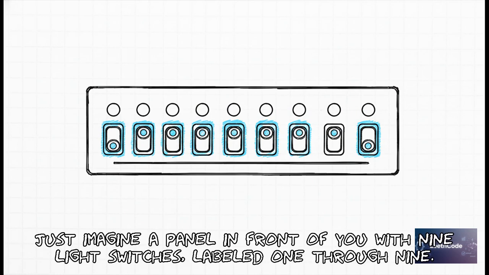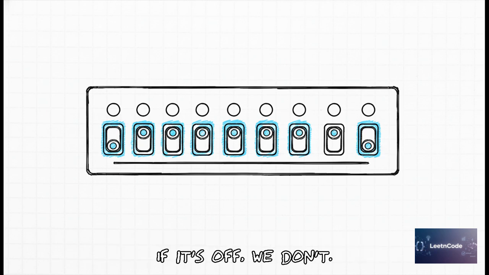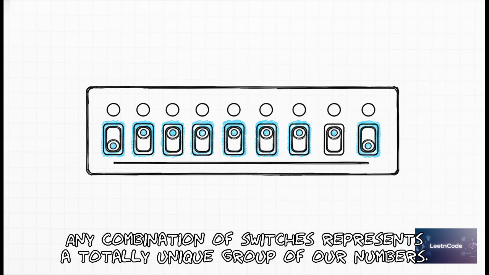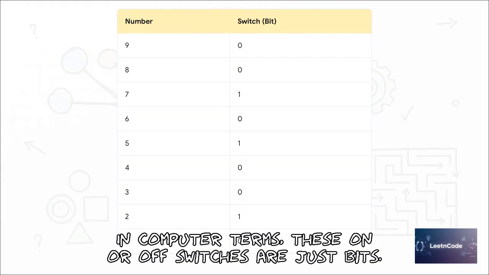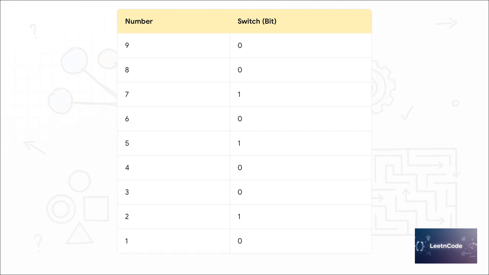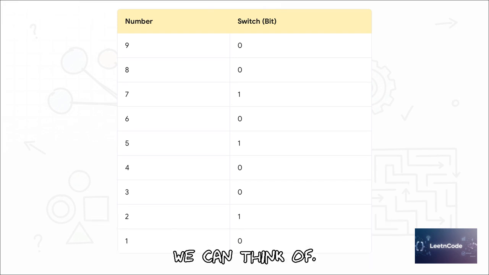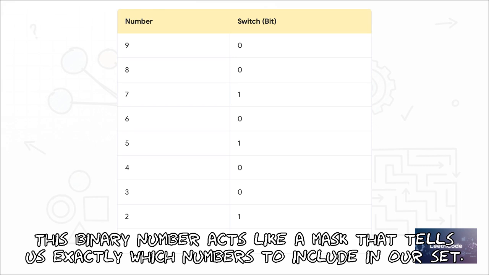Just imagine a panel in front of you with 9 light switches, labeled 1 through 9. If a switch is flipped on, we include that number in our set. If it's off, we don't. Simple, right? Any combination of switches represents a totally unique group of our numbers. In computer terms, these on or off switches are just bits, a 1 for on and a 0 for off. And since we have 9 numbers, we can use a 9-bit binary number to represent any combination we can think of. This binary number acts like a mask that tells us exactly which numbers to include in our set.